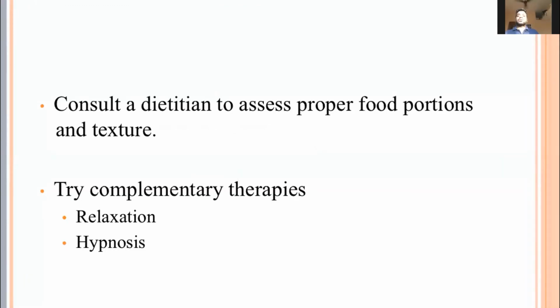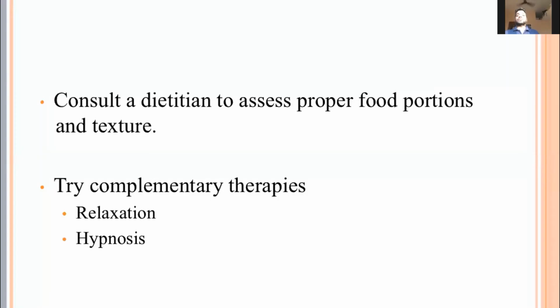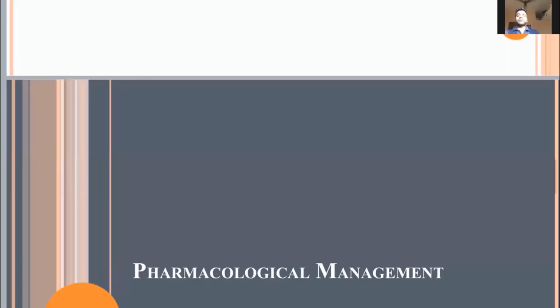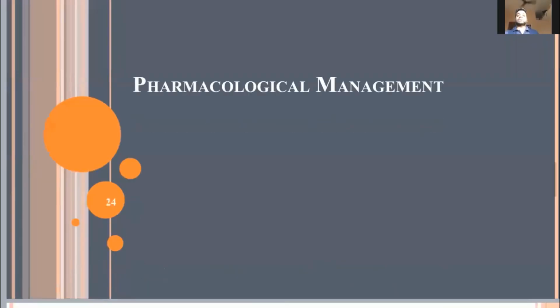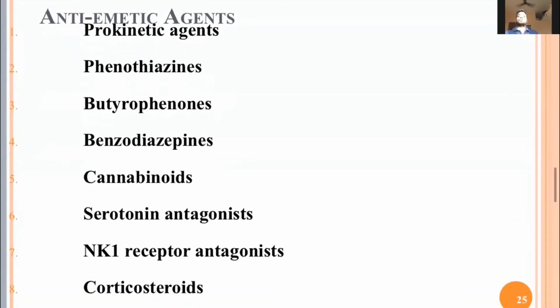Then try some complementary therapy like relaxation, hypnosis, yoga, meditation. That can help them calm down their anxiety. These are some of the non-pharmacological approaches to treat the nausea, vomiting because of chemotherapy. Some of the pharmacological management we will discuss here. So these are the modalities that we can use for treating chemotherapy-induced nausea, vomiting.